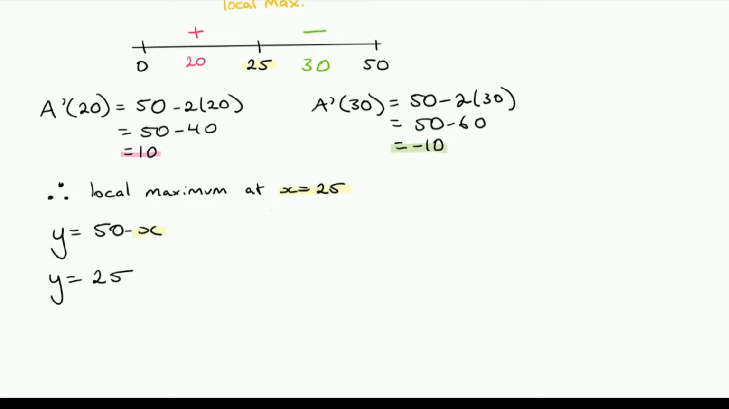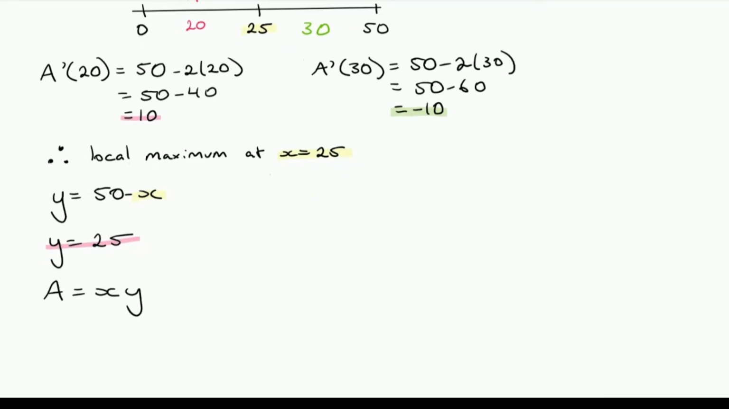And now I can plug this value of 25 into my original A equal to xy. So this means my area is equal to 25 multiplied by 25. And I need to quickly grab a calculator as I cannot do that from the top of my head. So 25 times 25 gives me an area of 625 centimeters squared.